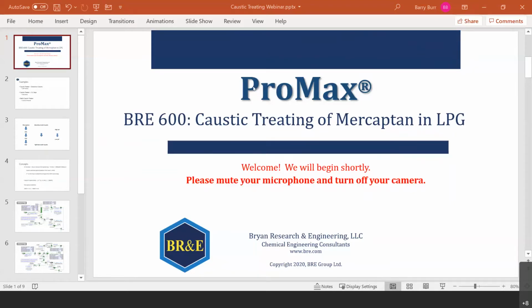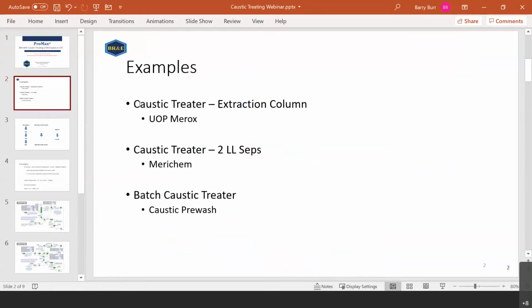We will go over a few concepts early, and then we're going to go over some examples. These are simulations that have already been built, and they're going to be different examples. One of them is a caustic treater that uses an extraction column, and it's based off of a UOP Merox style caustic treater. Then we're going to do another one that's the other common caustic treater that we see. It has two liquid-liquid separators in countercurrent flow.